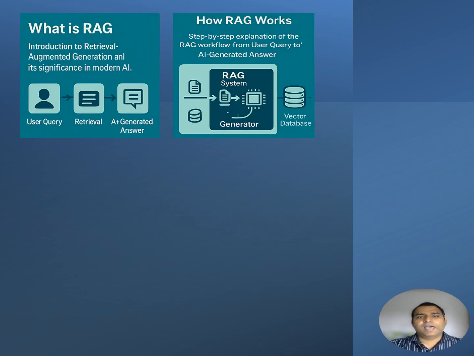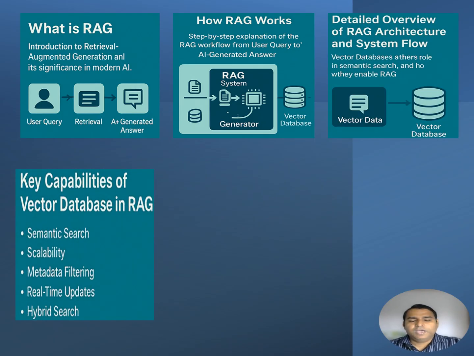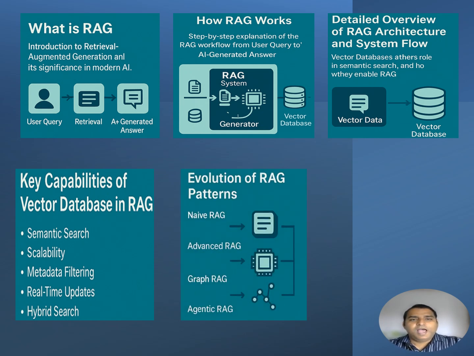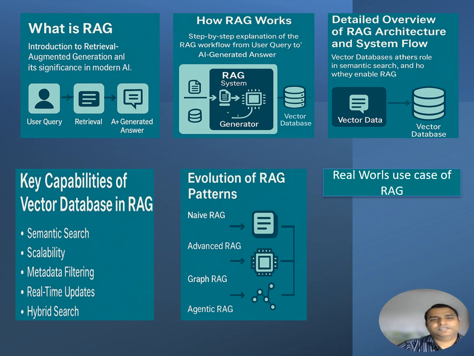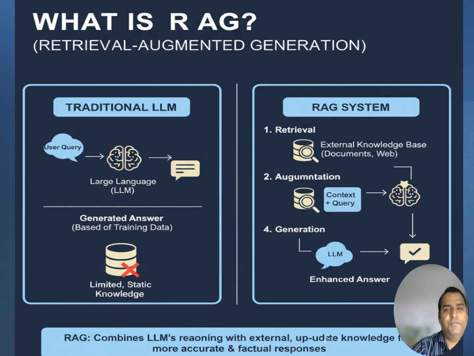First we discuss what RAG is, and then how RAG works, with a step-by-step explanation of the RAG workflow from user query to AI-generated answers. Then we'll discuss a detailed overview of RAG architecture and system flow. Then we'll go into more detail on the vector database and how it is powering RAG, and discuss the key capabilities of the vector database. And in the last, we'll discuss the evolution of RAG patterns and RAG use cases. So let's start with what is RAG.